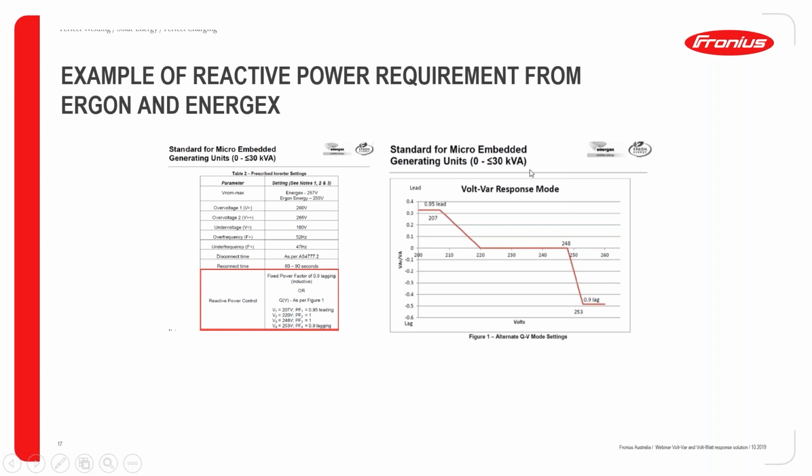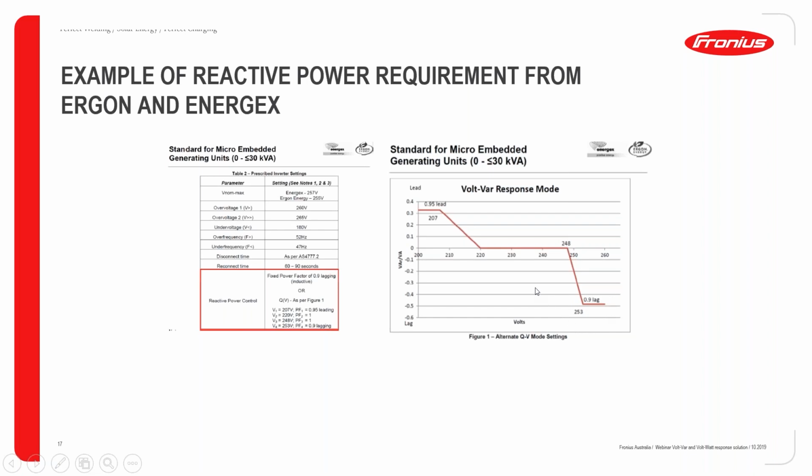Okay, and this is just the graphical form of these tables. It just shows the same thing that we have here in the table, that whenever we have 207 volts, 0.95 leading power factor, no changes required here. As soon as the voltage rises, we need to have the 0.9 lagging power factor on the inverter.